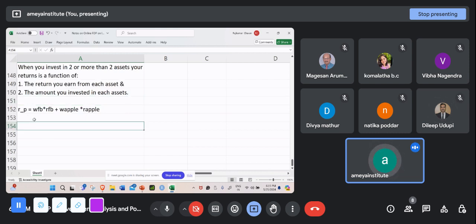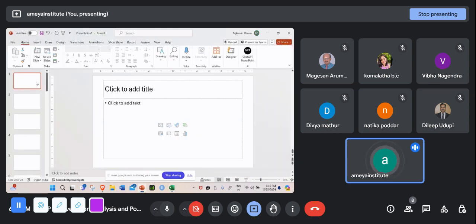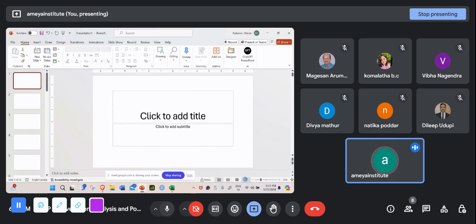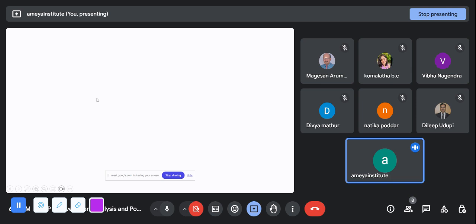Now let's talk about something very important. When we understand portfolio return calculation, we have to know about portfolio weights. That's a very important parameter where we have to decide how much the weight is. So how do we calculate this weight? That we need to understand first. So let's talk about portfolio weight.